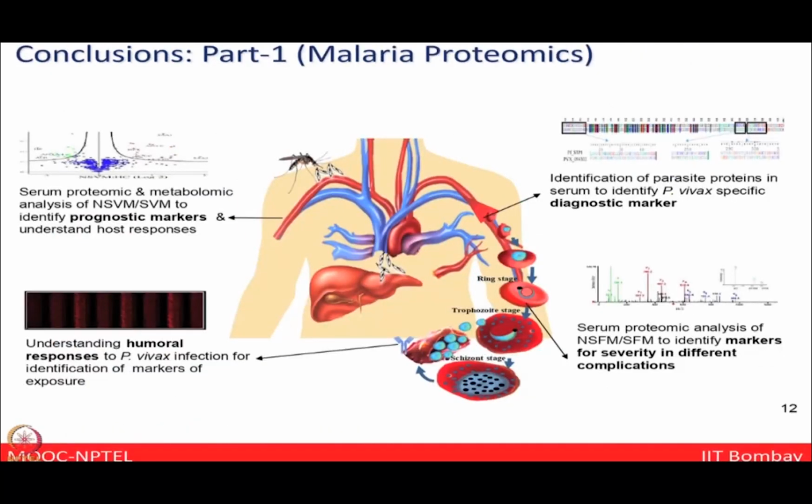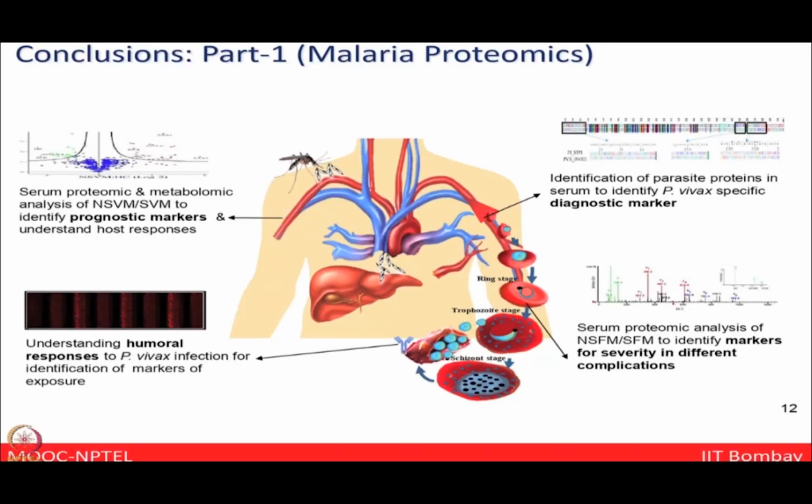So, in general the conclusion for the first part of malaria proteomics is that we are looking at various approaches of serum proteomics and metabolomic analysis to look for prognostic biomarkers and understand the host responses. We are also looking at various types of parasite proteins in the serum to look at potential biomarkers for the diagnosis.